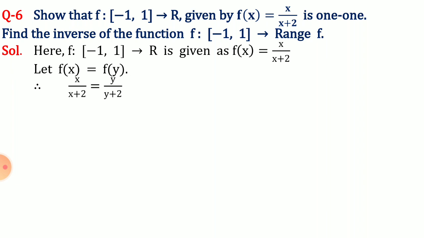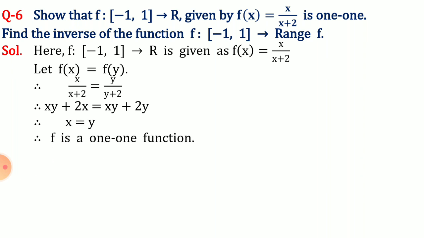So therefore, next, cross multiplication: x into (y plus 2) is equal to y into (x plus 2). So x into y plus 2x is equal to x into y plus 2y. Both sides xy is the same value, so the xy cancels out. Therefore 2x is equal to 2y. Both sides 2 cancels out, so x is equal to y. Therefore f is a one-one function.